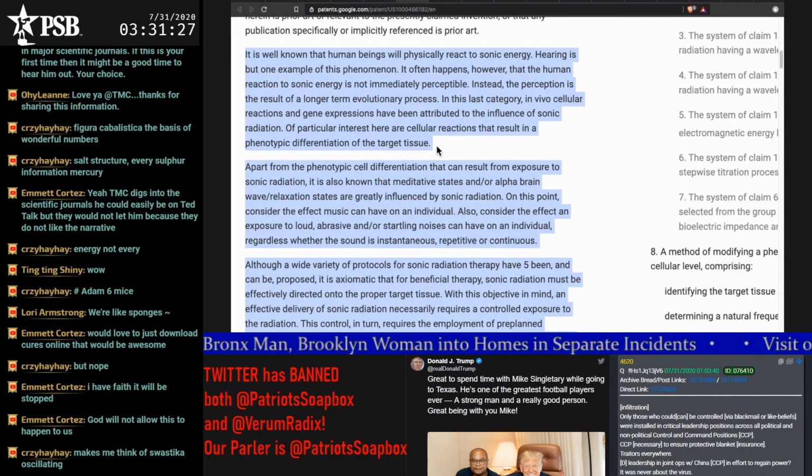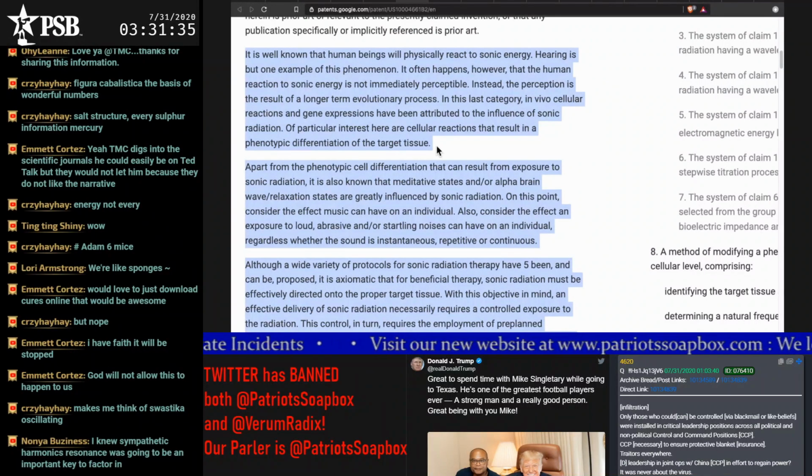Sonic radiation being able to change the phenotypic expression of target tissues, just like the electromagnetic radiation. Tesla, energy, frequency, vibration. Energy, frequency, vibration. It's the same thing. Look up photoacoustic, look up thermoacoustic, look up electroacoustic. You're really going to find it under thermoacoustic.